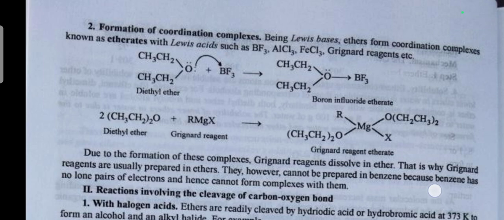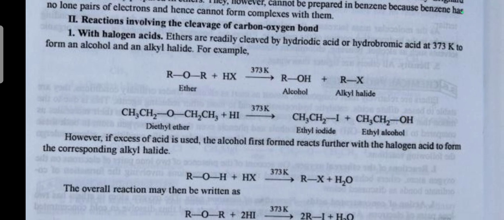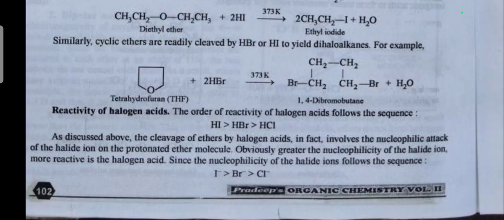Reactions involving the cleavage of the carbon-oxygen bond with halogen acid. First, ethers are readily cleaved by hydroiodic acid or hydrobromic acid at 373 Kelvin to form an alcohol and an alkyl halide. However, if excess of acid is used, the alcohol first formed reacts further with the halogen acid to form the corresponding alkyl halide. Similarly, cyclic ethers are readily cleaved by HBr or HI to yield dihaloalkanes.